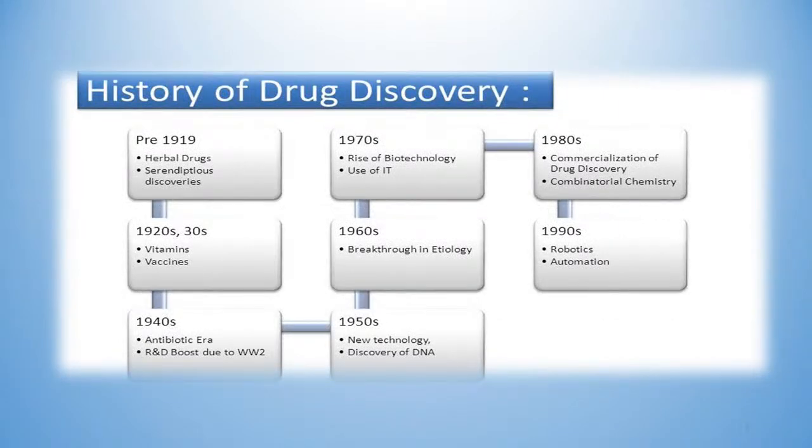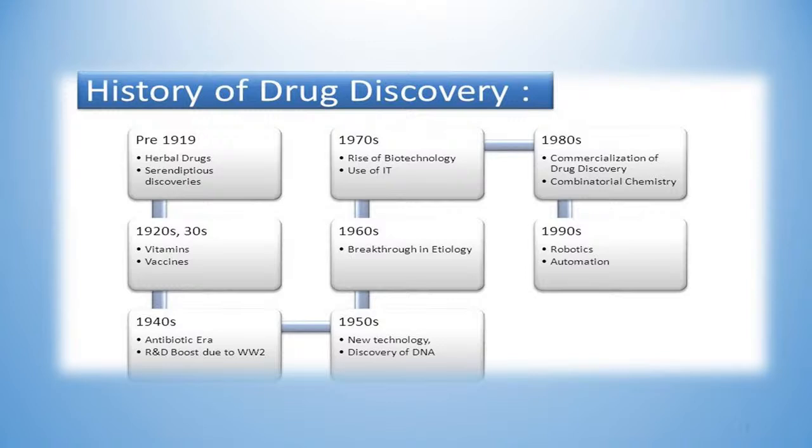So, once again, the history of drug discovery. I will brief from the 1910s and also till now. Before 1919, people used herbal drugs. Everyone knows about that. From the plants, crude extracts were used to treat diseases. Like licorice, which is used to treat digestive disorders, and sometimes mint is used as a mouthwash and also in toothpaste. And serendipitous discoveries, already I said that penicillin is the best example, and cyclosporins.